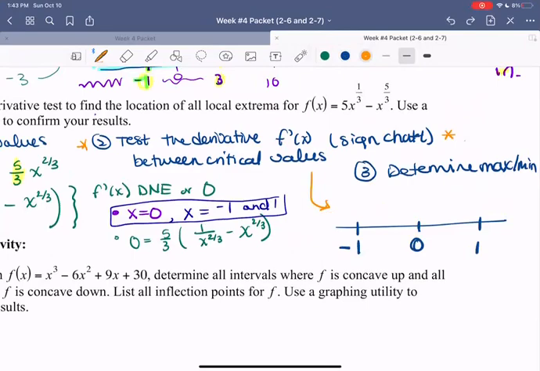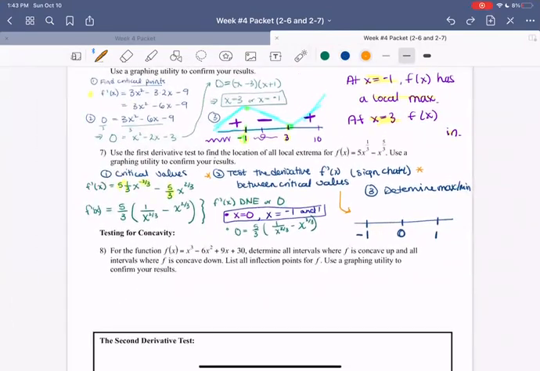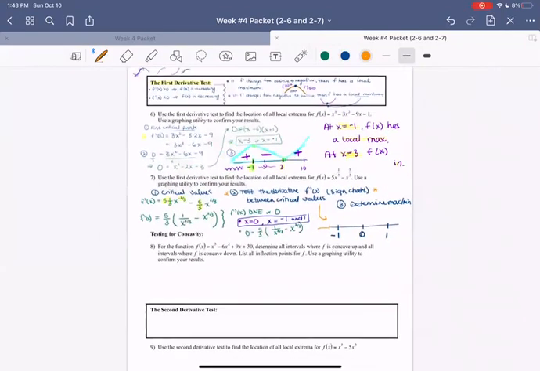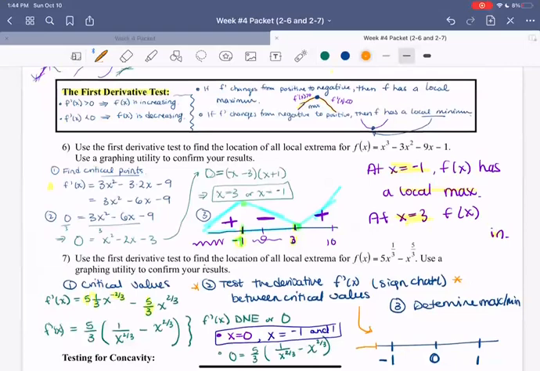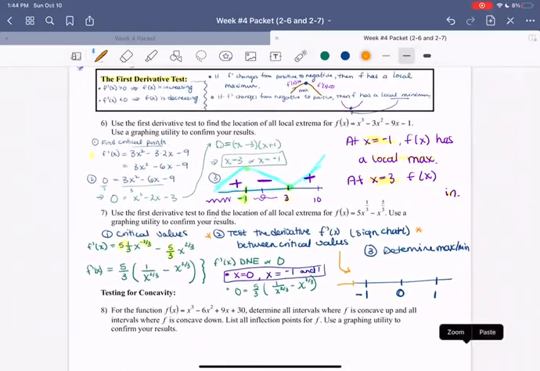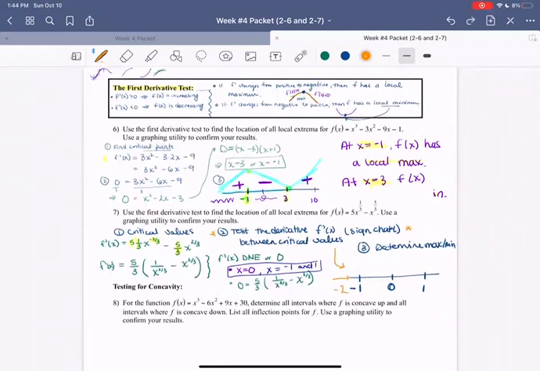So I'm going to test my derivative. I'm going to plug in a point over here, and I'm going to ask, what is the sign of my derivative? Because recall, the first derivative test says that if the derivative is positive, that means our function is increasing because the slopes of the tangent line are positive. So we could pick a few values. We could pick -2, -1/2, 1/2, and 2 to test.